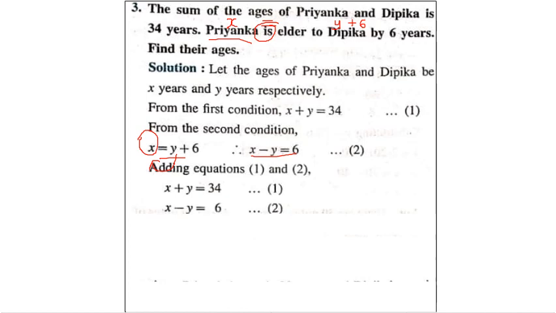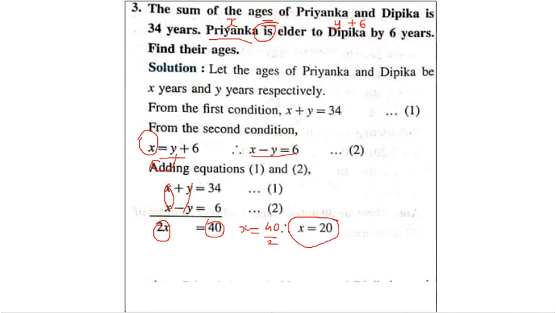Plus y minus y gets cancelled. x plus x is 2x. 34 plus 6 is 40. So 2x is equal to 40. Therefore x will be 40 upon 2, and 2 twenties are 40. So therefore x is equal to 20.